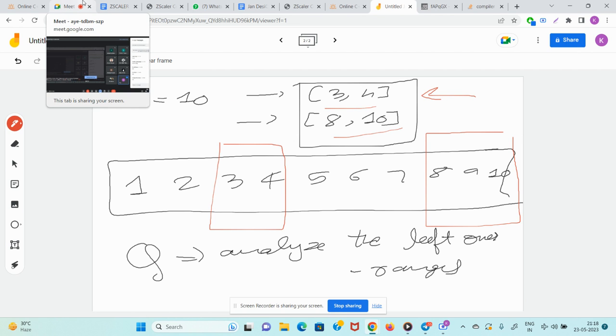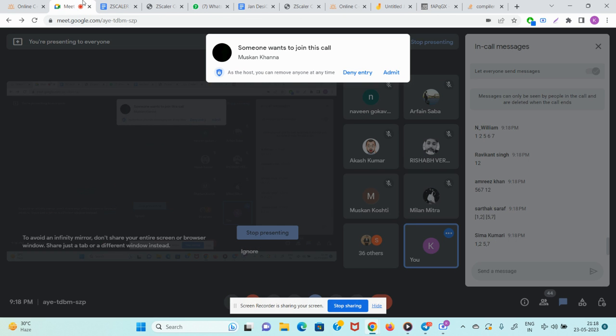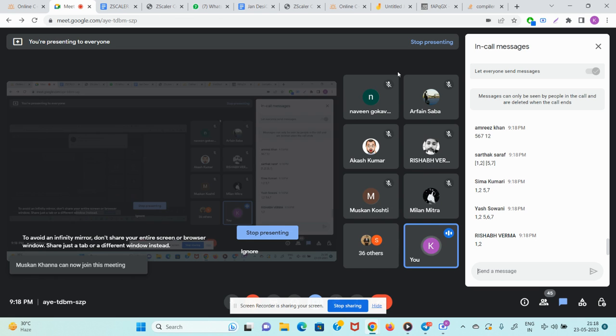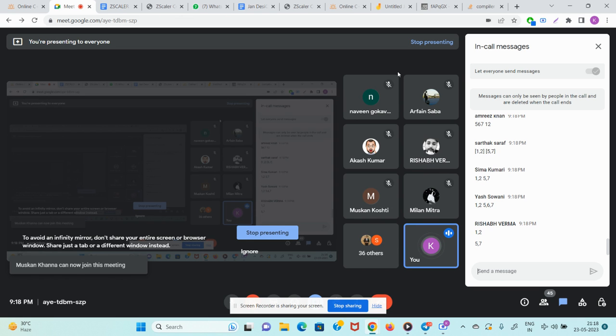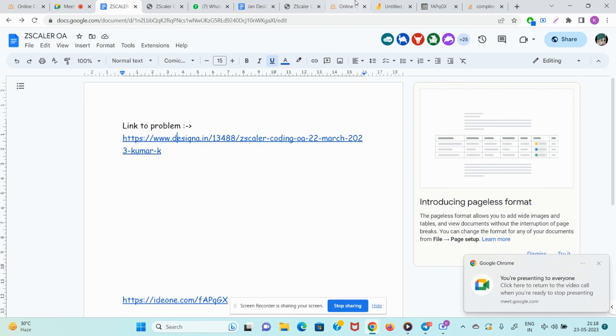On which ranges we need to focus? 3 comma 4 and 8 comma 10 are already given. Let's see what people are writing. 1 to 2, 5 to 7. Correct. Everyone start writing. Rishabh, 1 to 2, but what about the other? Yeah, 5 to 7. So the question is saying that focus on the ranges which are not given.